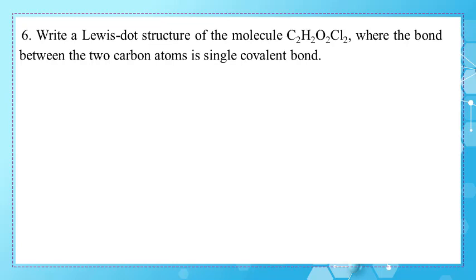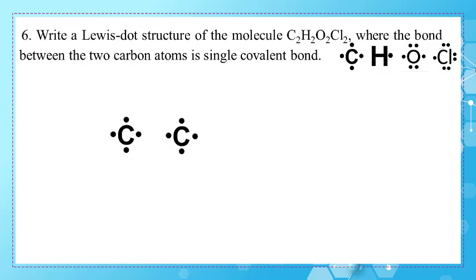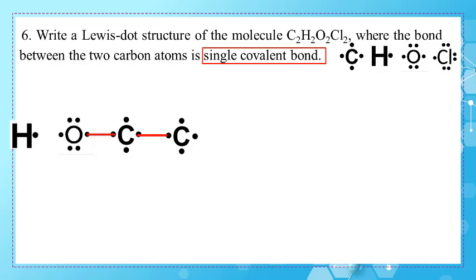Part 6. Write a Lewis dot structure of the molecule C₂H₂O₂Cl₂ where the bond between the two carbon atoms is a single covalent bond. Given the Lewis dot symbol of carbon, hydrogen, oxygen, and chlorine. First of all, put the Lewis dot symbol of two carbon atoms and join the unpaired electrons opposite to each other by a single covalent bond. And then put the other atoms and join the other unpaired electrons, as shown here.